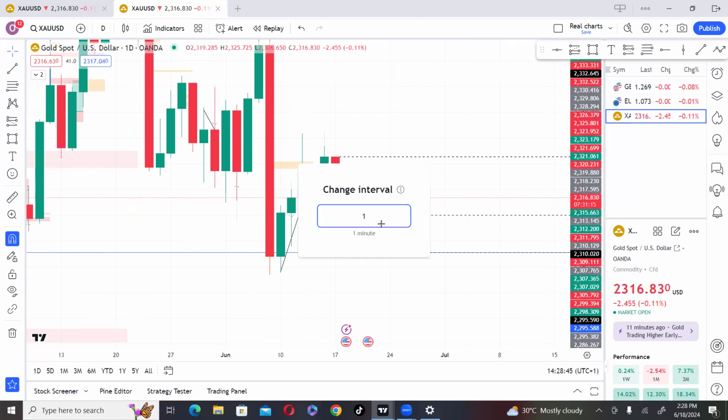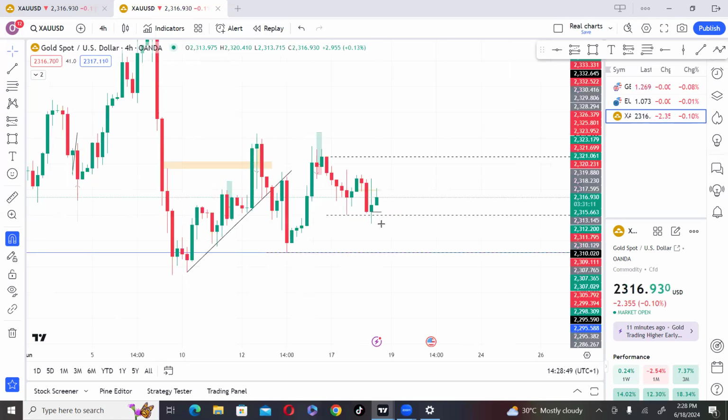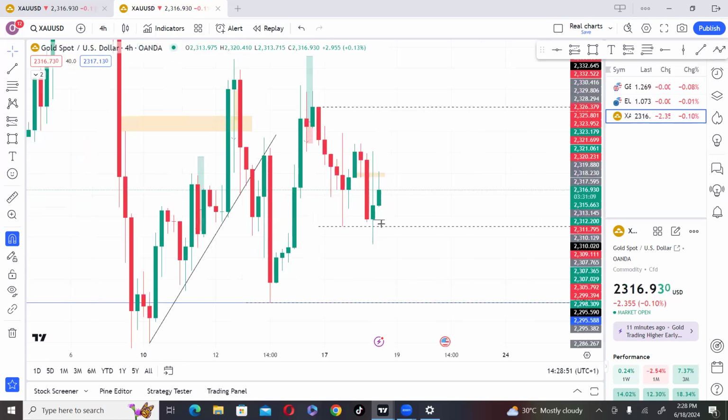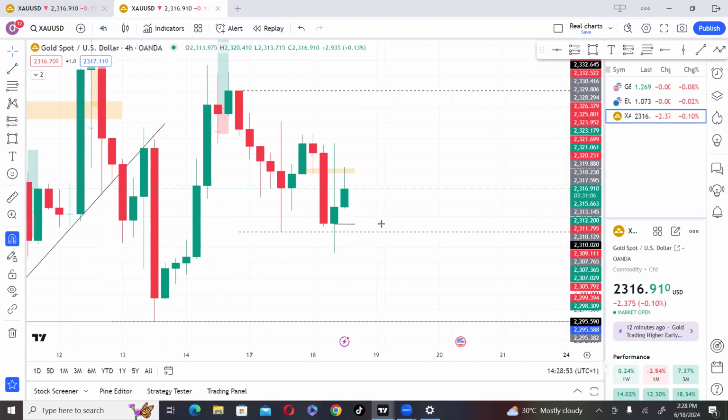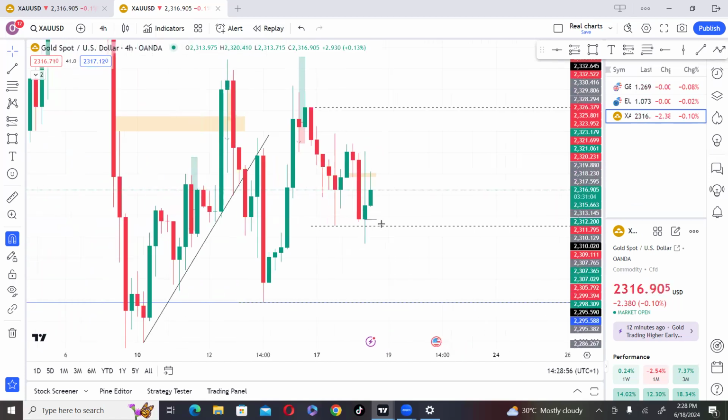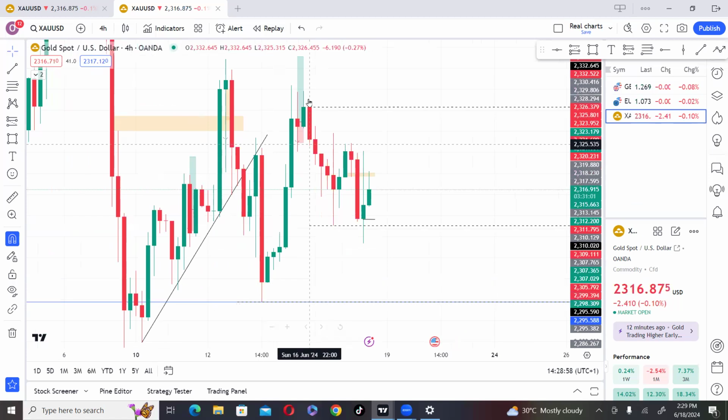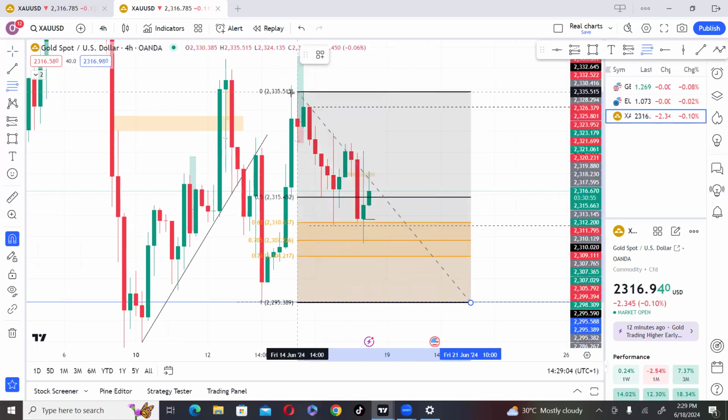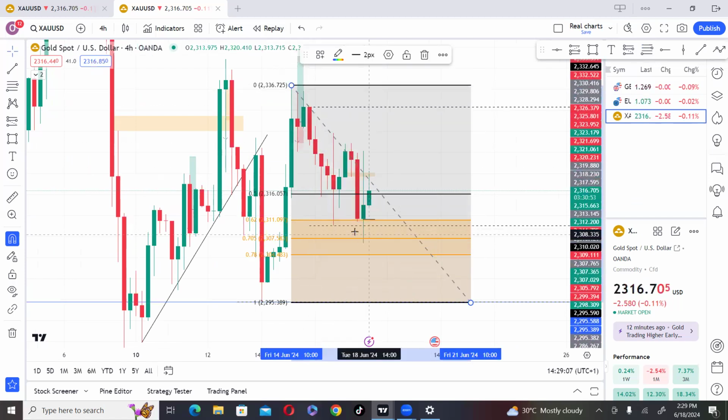If I switch to 4 hours, we have a swing low, we have a swing high. So if I plot my Fibonacci retracement, you'll see something. You can see that price is reacting from the golden zone of the Fibonacci. That's why it's pushing to the upside, right? Price is reacting from the Fibonacci golden zone.